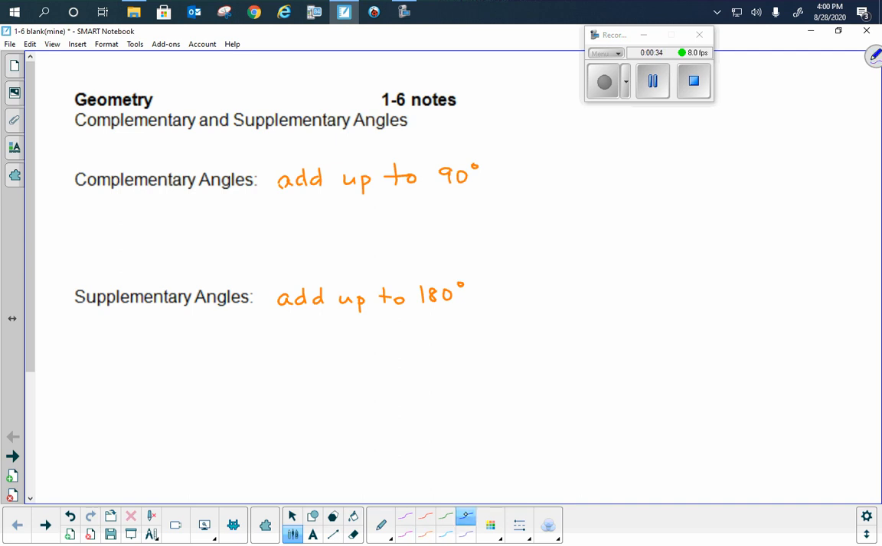And then to help you maybe not forget which one is which, I memorize it this way. I think of it as C comes before S for complementary and supplementary. And likewise, numerically, 90 comes before 180. So that's how I say to memorize it, but I'll leave that up to you.